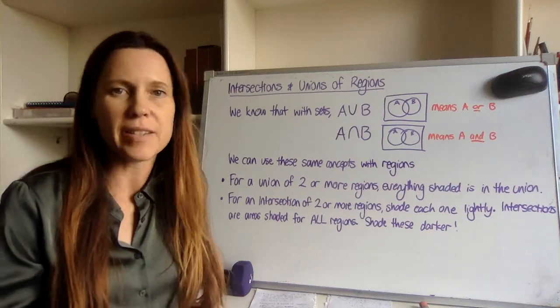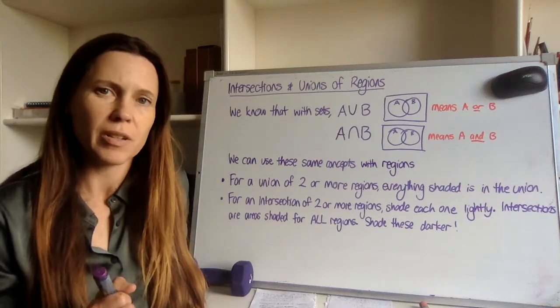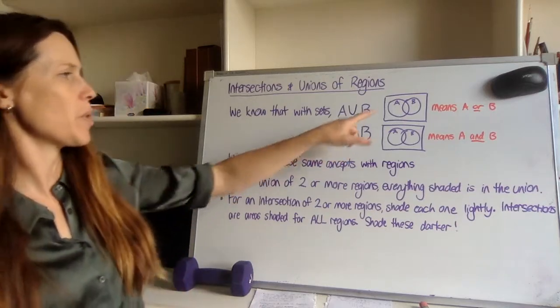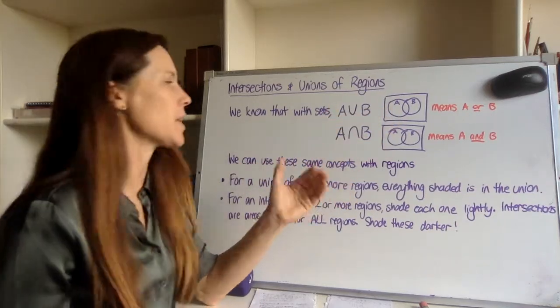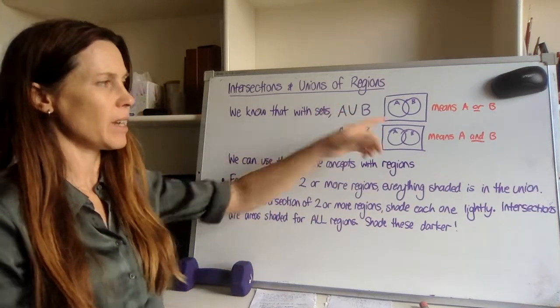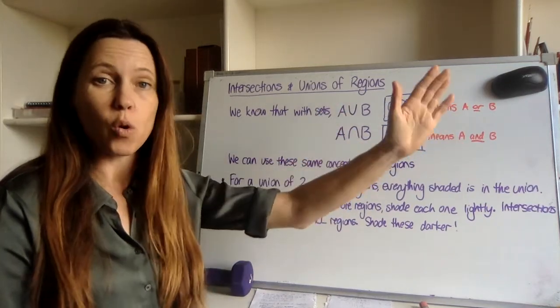Now let's have a look at intersections and unions of regions. We've already used these words when we've been referring to sets, and we've seen that when we have a Venn diagram showing two sets, A and B, we can represent the union of the two sets by saying, hey, that's really anything that's A or B.